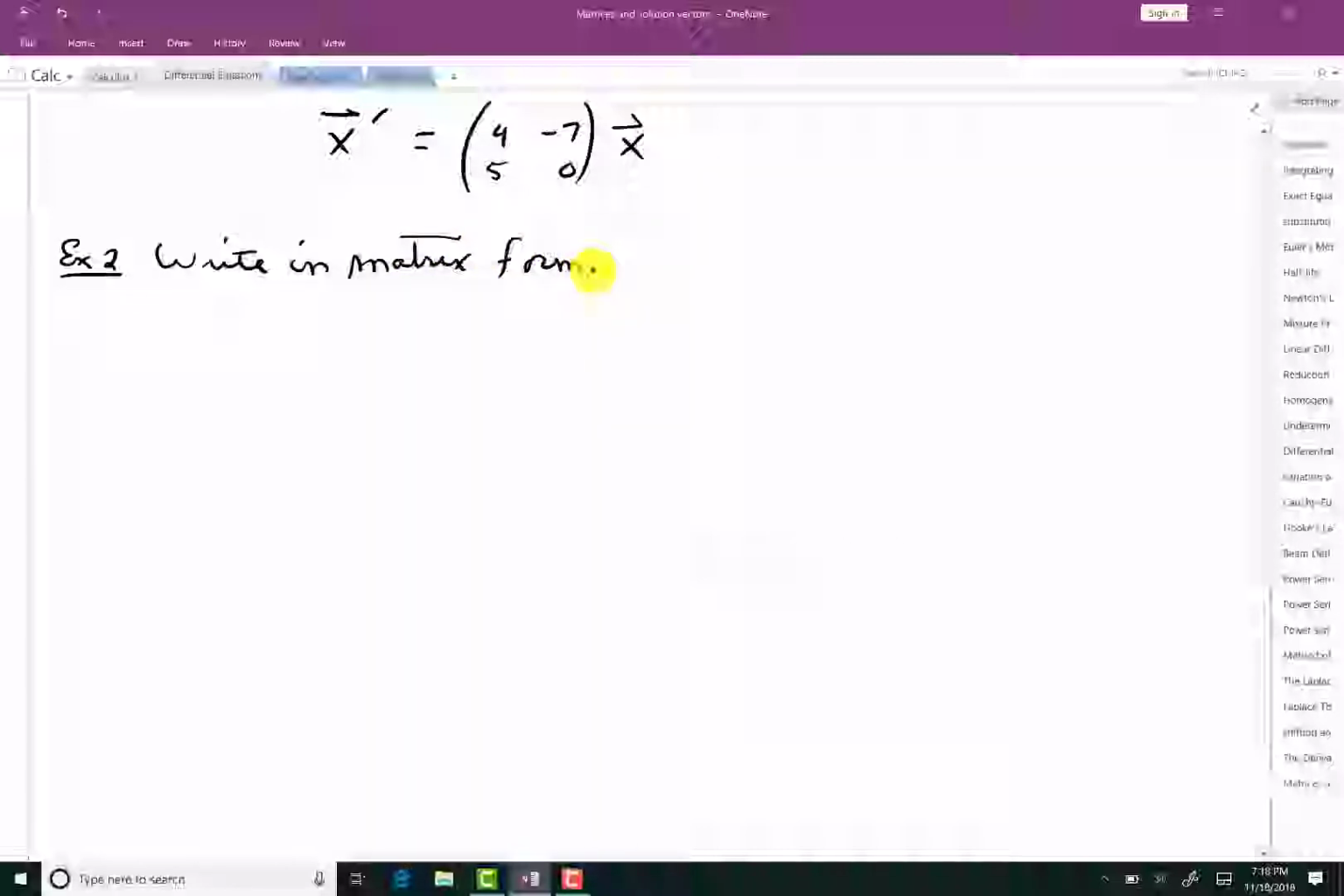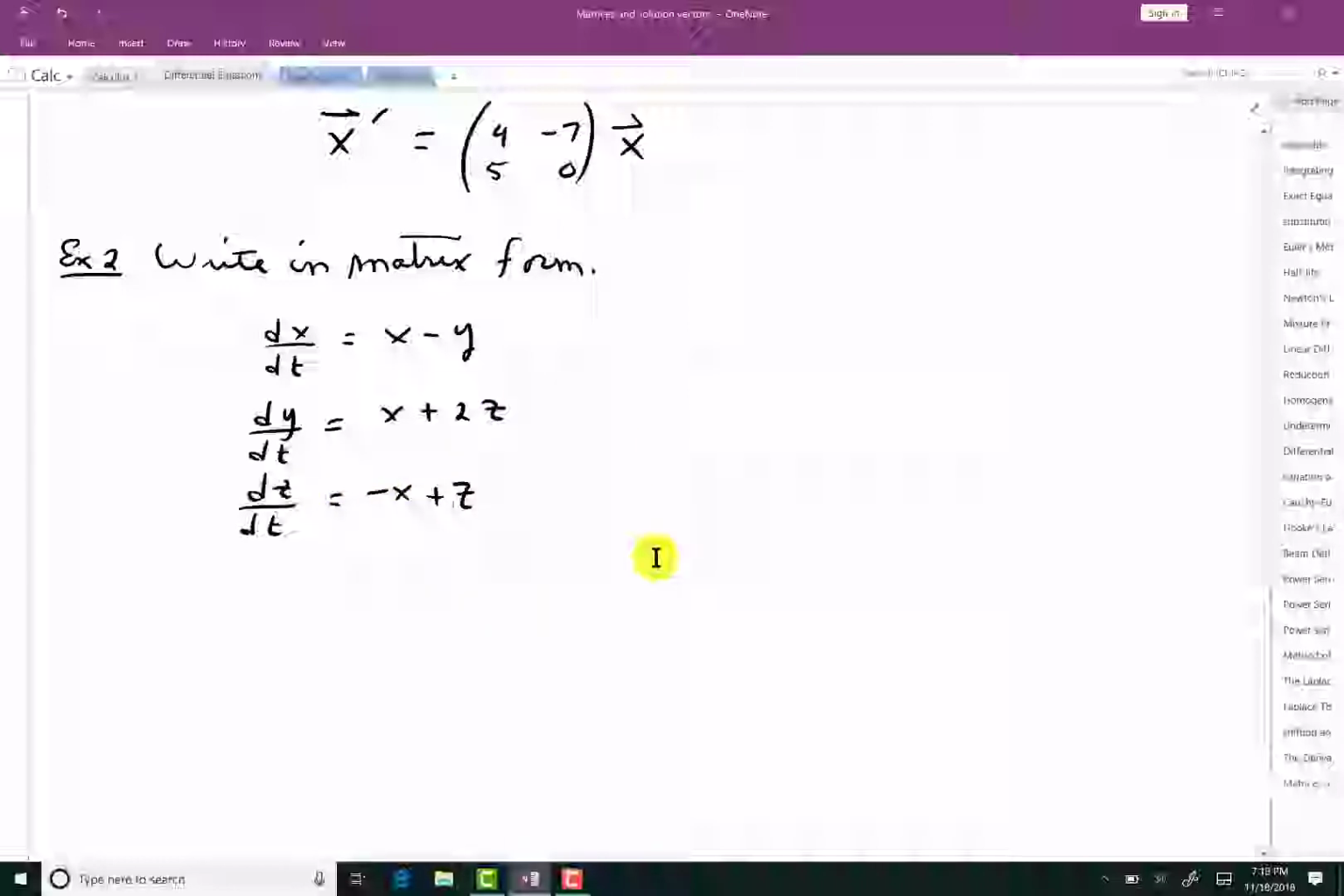Same problem, different system. Write this system in matrix form. So here I have dx over dt equals x minus y, dy over dt equals x plus 2z, and dz over dt equals negative x plus z.